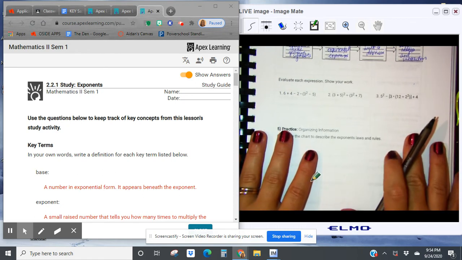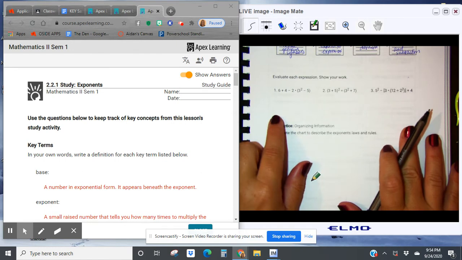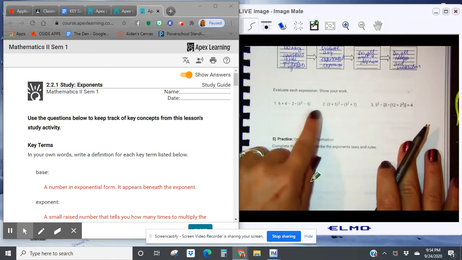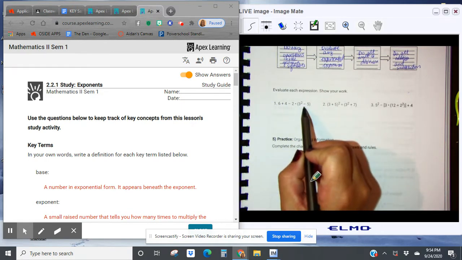All right, we're continuing with the second lesson here. Evaluate each expression, show your work. So we're going to look for PEMDAS steps on what order of operations I should do first. So we're going to do inside the parentheses first.